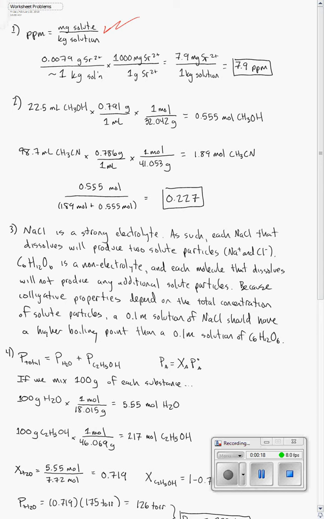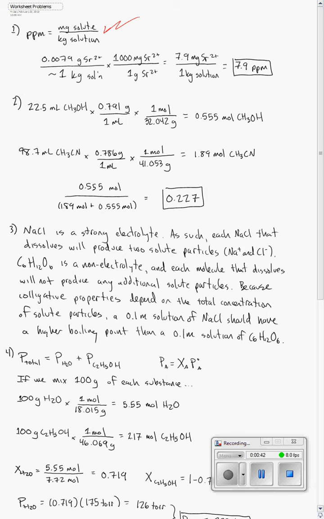So in this question, we're told that we have 0.0079 grams of strontium 2+ per kilogram of water. Well, we can actually think of our kilogram of water as the total mass of solution, because the mass of our solute isn't really going to make a big difference here. Right? Our 0.0079 grams is going to pale in comparison to our kilogram of water.